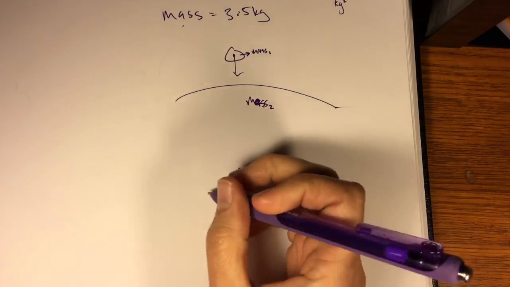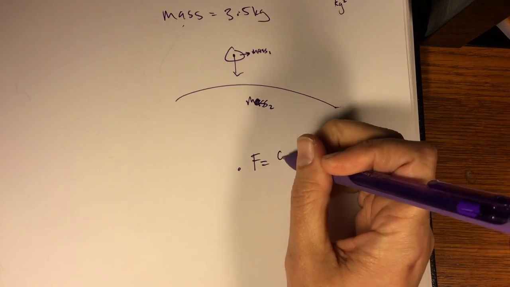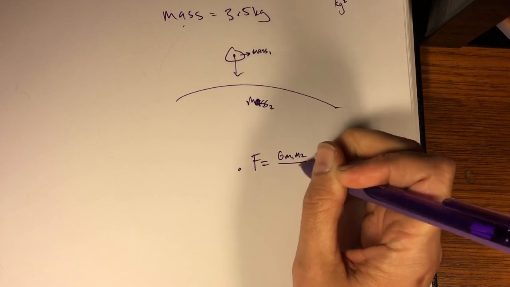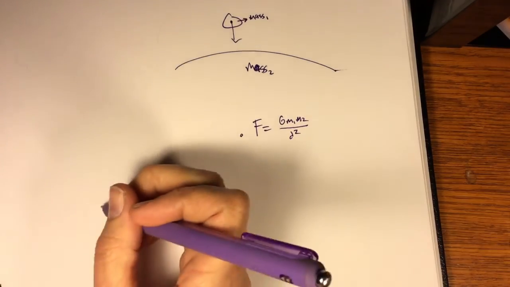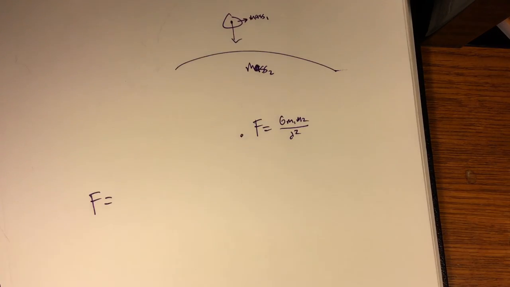So we're going to say we know the formula, again, is F equals G m1 m2 over D squared. So let's blow it up and take it into different parts. So F equals, and then what's G? I'm going to write in different colors for this.